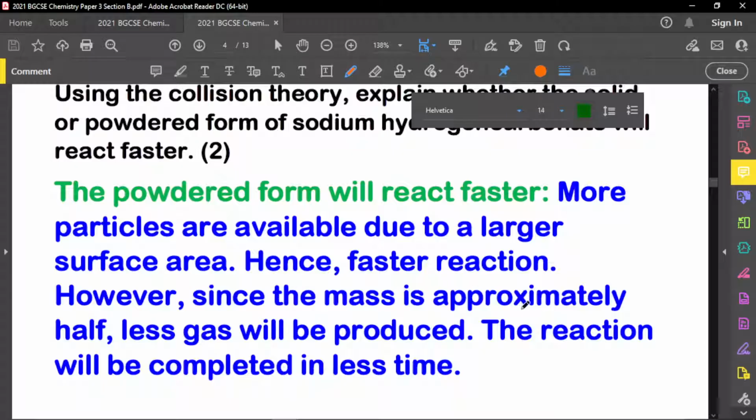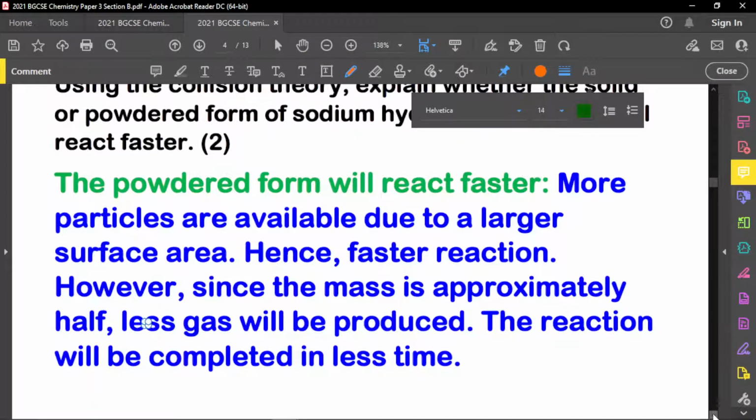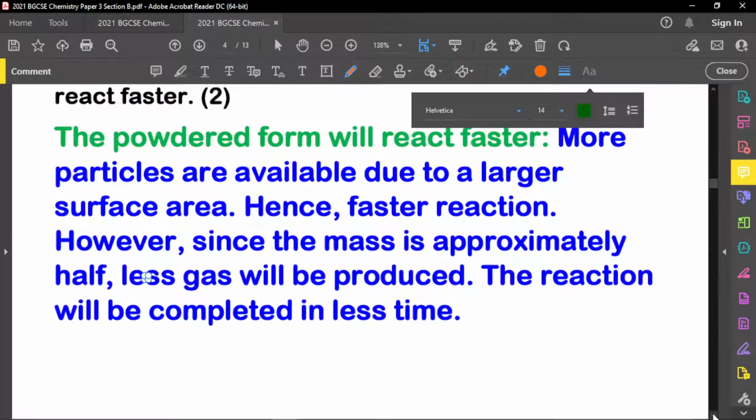However, since the mass is approximately half, this is now key. Since the mass is approximately half, less gas will be produced, and the reaction will be completed in less time. So just to make a note of that: you have a lesser amount of mass, which means fewer particles, so your reaction will complete in a way faster time.